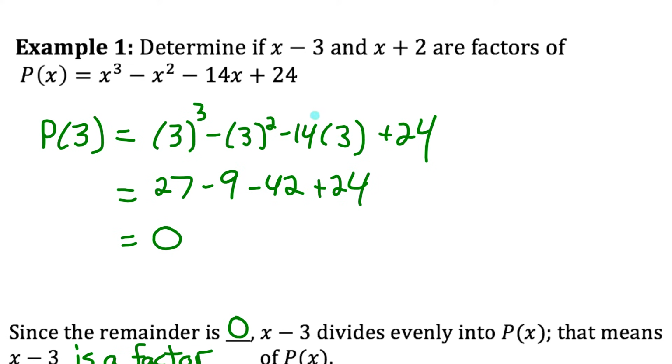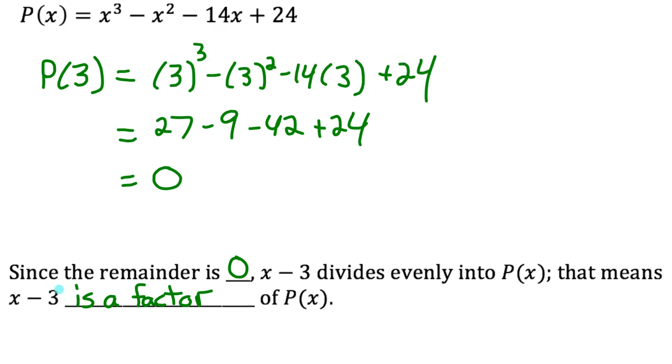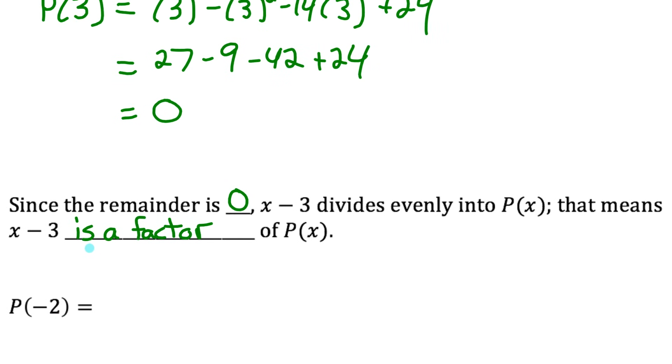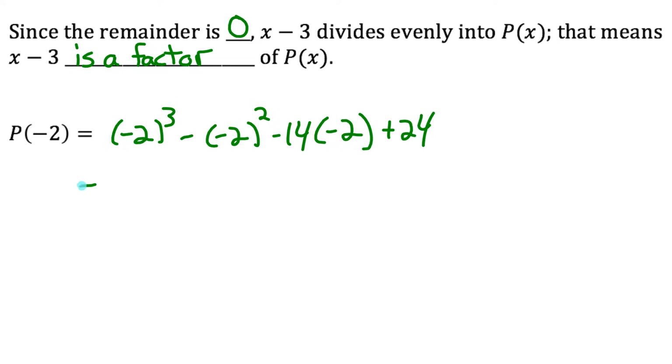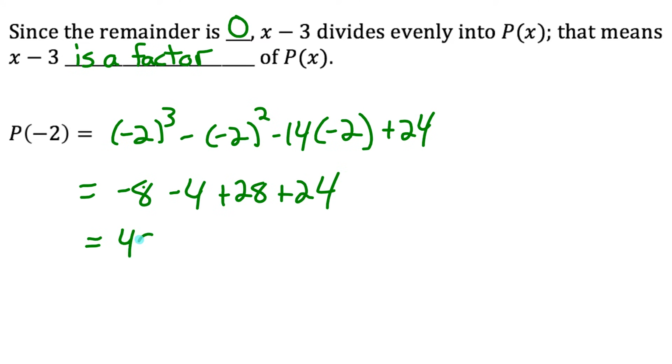Is x plus 2 a factor? Well, we'd have to plug the 0 of x plus 2, which is negative 2, into the polynomial. So we'll evaluate p at negative 2. So it would be negative 2 cubed minus negative 2 squared minus 14 times negative 2 plus 24. And we'll evaluate this and see what we get. We would get negative 8 minus 4 plus 28 plus 24. I can tell this isn't going to be 0. And in fact, it is 40.